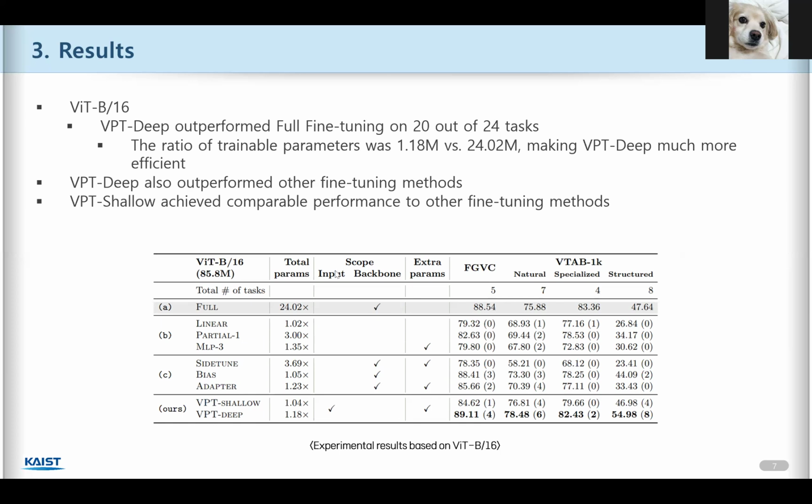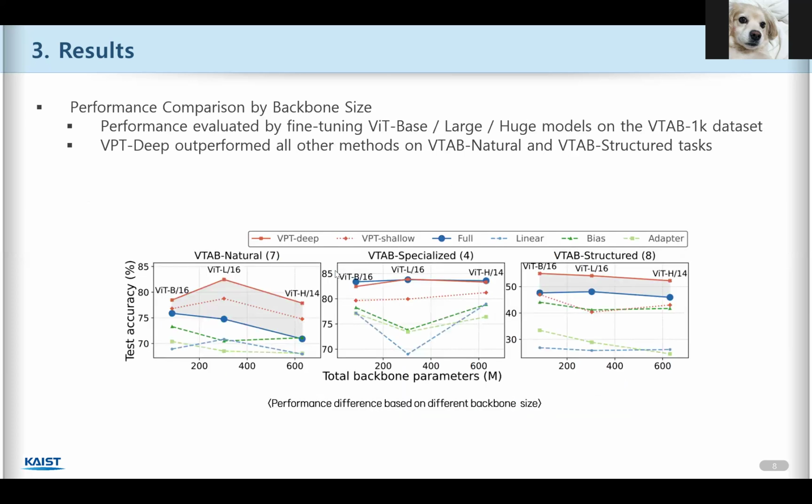This slide compares performance across different transformer backbone sizes: ViT base, large, and huge. The graph shows the results on the VTAB-1K dataset. VPT Deep achieved the best performance in the VTAB natural and structured groups across all fine-tuning methods. One interesting observation is that larger models don't always yield better performance. ViT large performed best in natural and specialized tasks, while ViT base performed best in structured tasks.